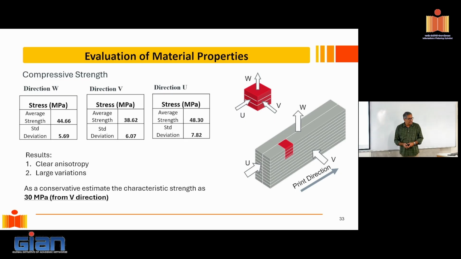And from the printed assembly, if we were to extract cubes, standard cubes, and test them, what we find is the strength is significantly variable. The material is the strongest in the U direction, right? And it is the weakest in the V direction. So when you start testing it, suppose these are my printed filaments with these interfaces.